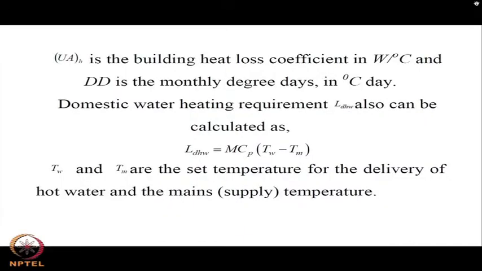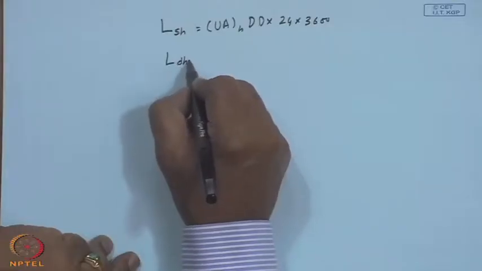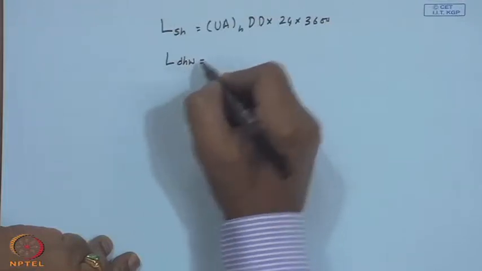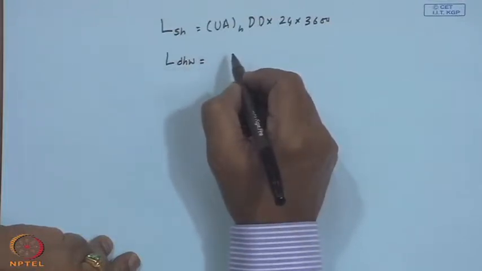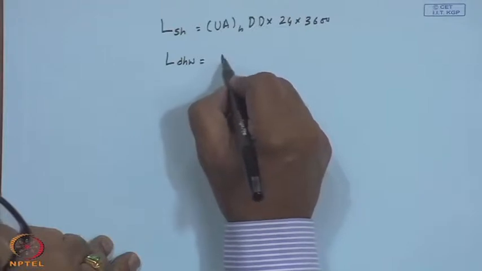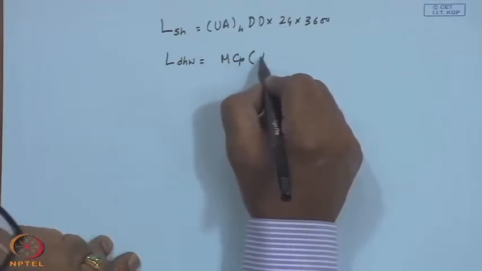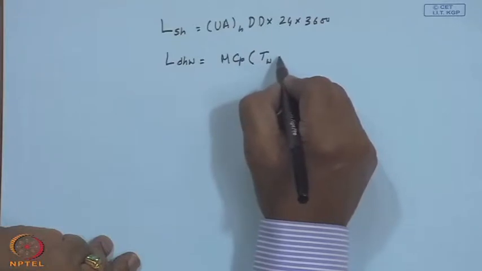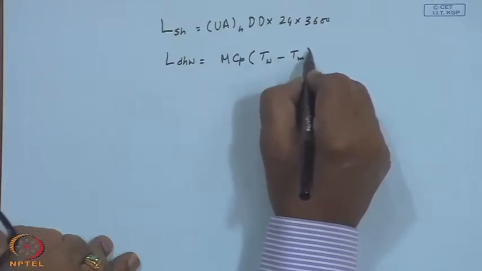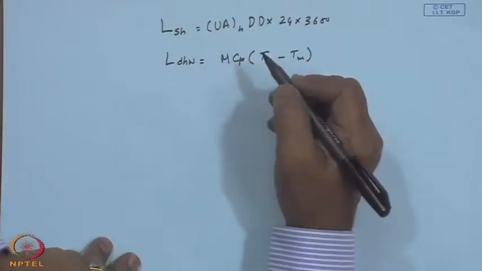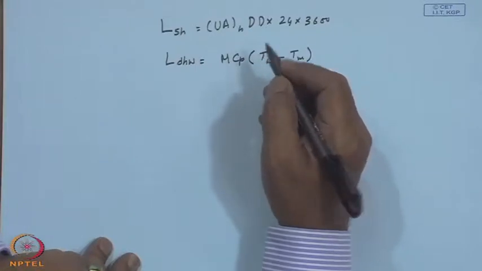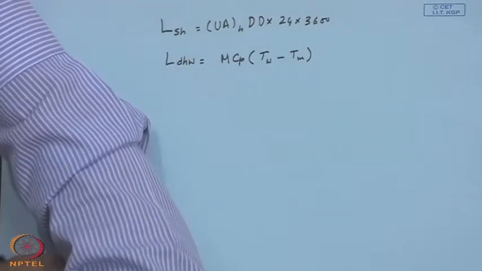Then the hot water requirement, besides space heating, is the domestic hot water load, which is the mass of the water required multiplied by the specific heat multiplied by the difference between the temperature at which hot water delivery is desired and the water mains temperature T m.